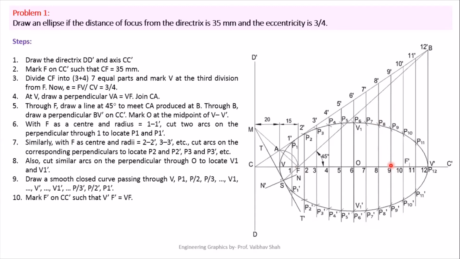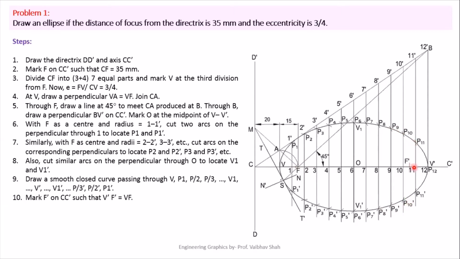Similarly, take on your rounder 9 dash distance, put your rounder at focal point, cut this 9 line here and here, so you will have P9 dash. Now select your rounder 10 dash distance, put your rounder at focal point and cut this 10 line here and here to get P10 and P10 dash.